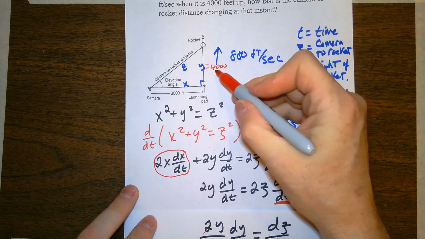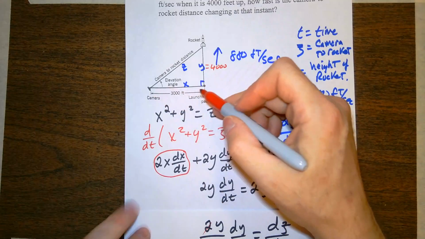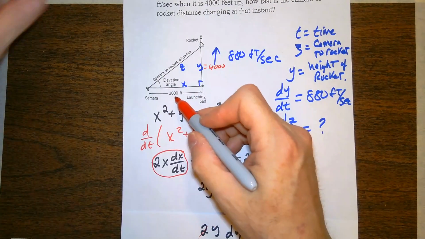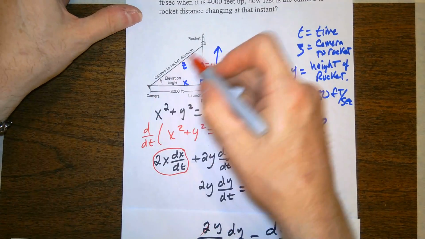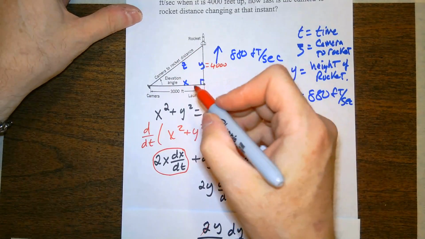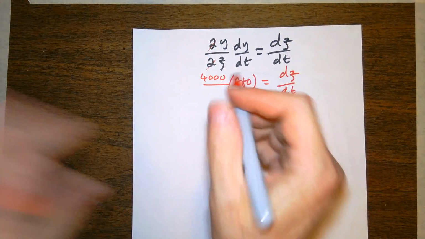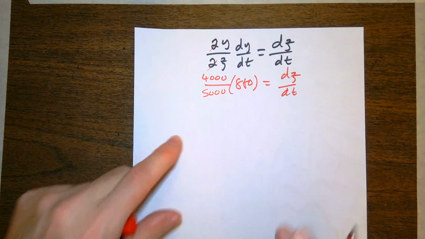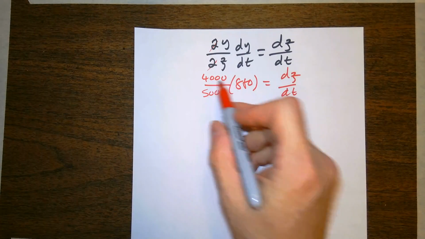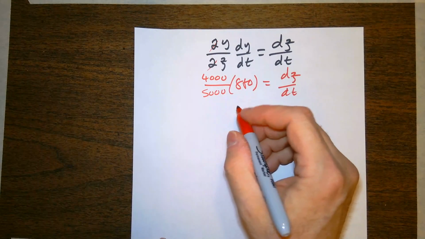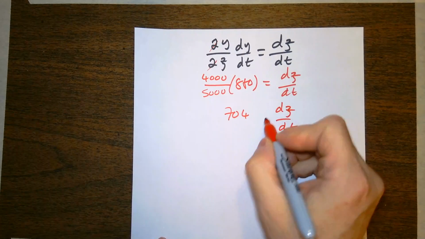Well, at the instant that the rocket is 4,000 feet high, remember the distance from the camera to the launching pad is a fixed distance of 3,000 feet. So at the instant when the rocket is 4,000 feet high, how far is it? And of course we can see a little 3, 4, 5 triangle here. This distance would be 5,000. So my z is going to be 5,000. Now if I simplify this, multiply 4,000 times 880 divided by 5,000, I'm going to get 704 as my dz dt.